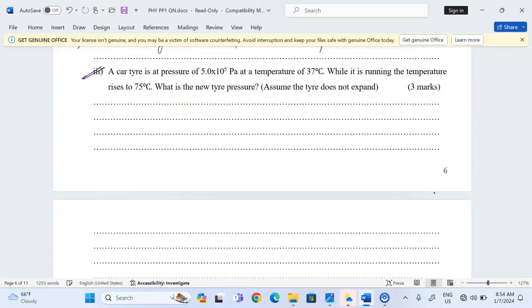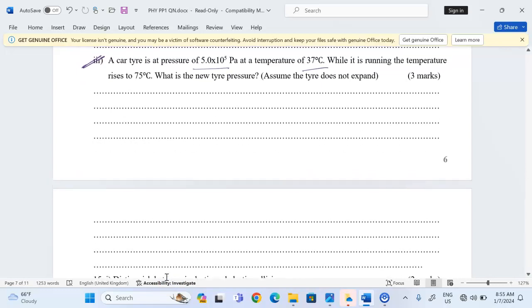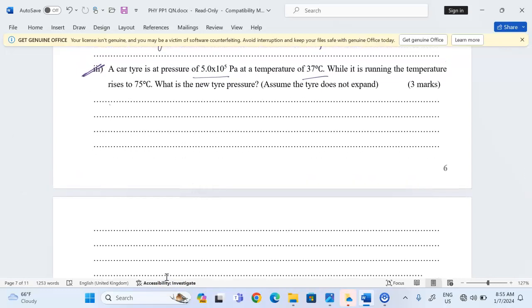Finally, a car tire is at a pressure of 5.0 times 10 to the power of 5 pascals at a temperature of 37 degrees Celsius. While it is running, the temperature rises to 75 degrees Celsius. What is the new tire pressure? Therefore, remember we have said that pressure is directly proportional to temperature. Therefore, pressure equals a constant times temperature.